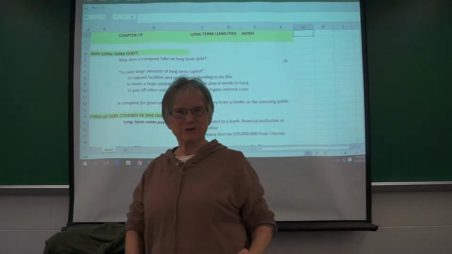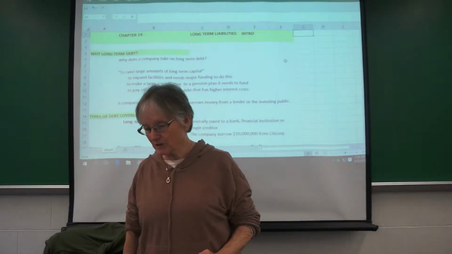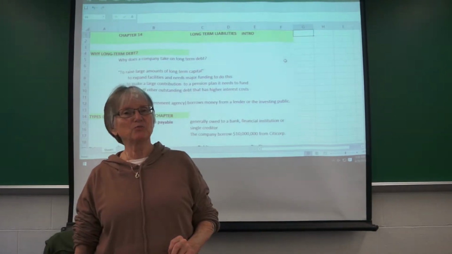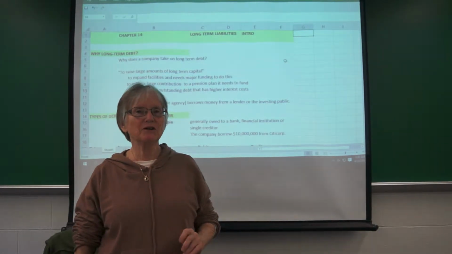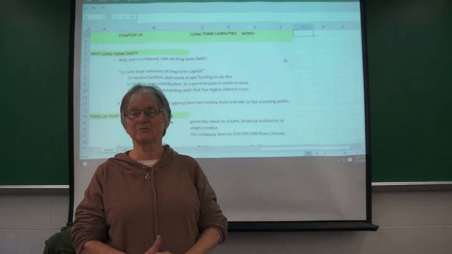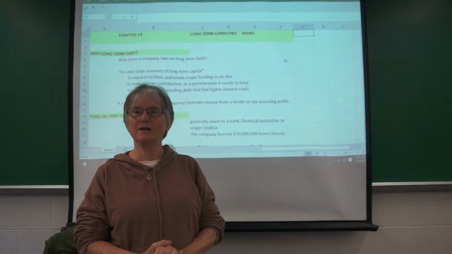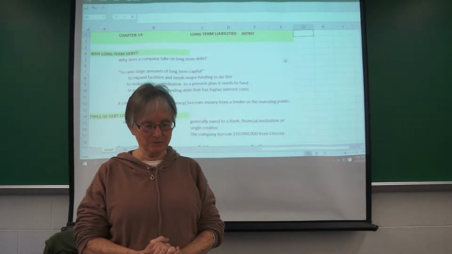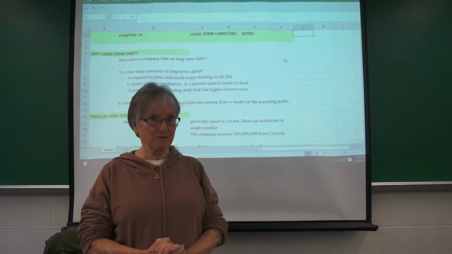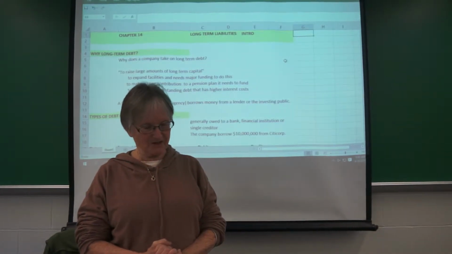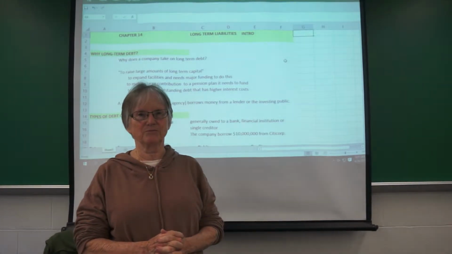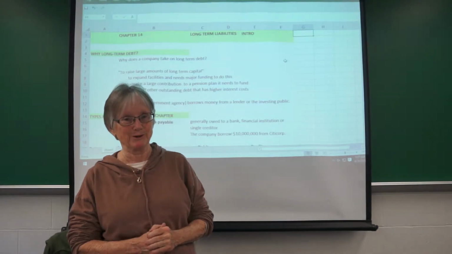So we're up to chapter 14. This is on long-term liabilities. And the two primary ones that we talk about in this course are long-term bonds payable and long-term notes payable. Mercifully, we do not cover pension liabilities and long-term leases. You'll just have to save that if you go on to a 4-year.